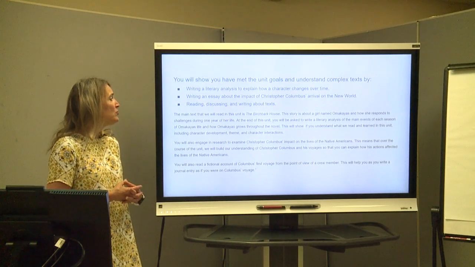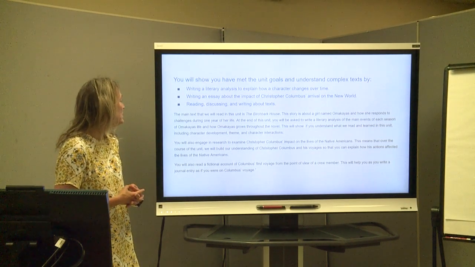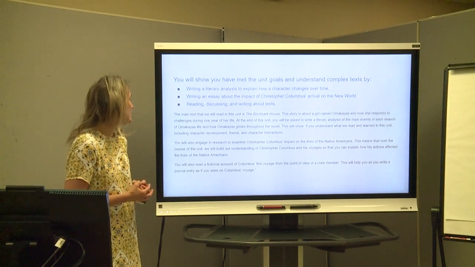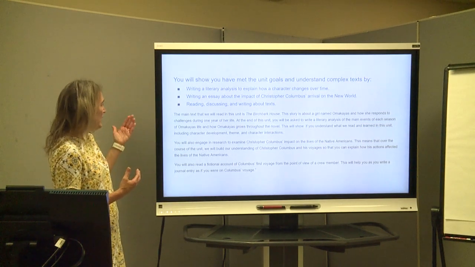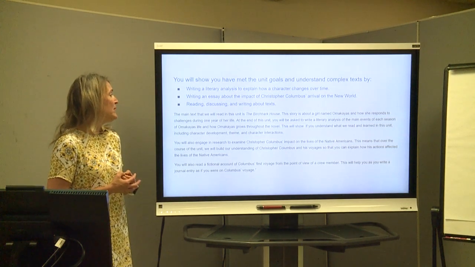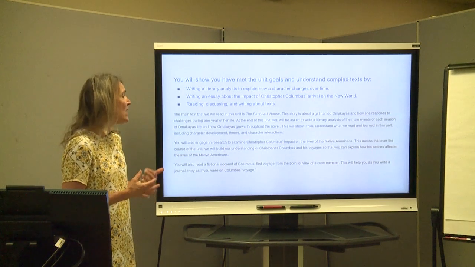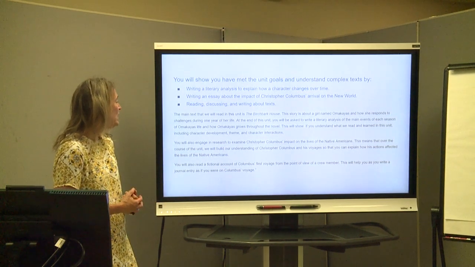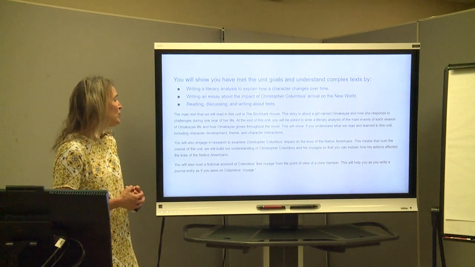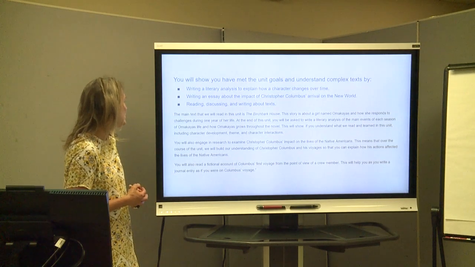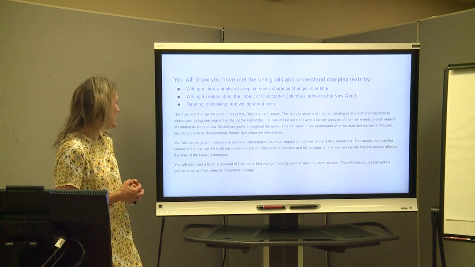This will show if you understand what we read and learn in this unit, including the character development, theme, and character interactions. You will also, in another part of an extension task, engage in research to examine Christopher Columbus's impact on the lives of the Native Americans. This means that over the course of the unit, we will build our understanding of Christopher Columbus and his voyages so that you can explain how his actions affected the lives of the Native Americans.